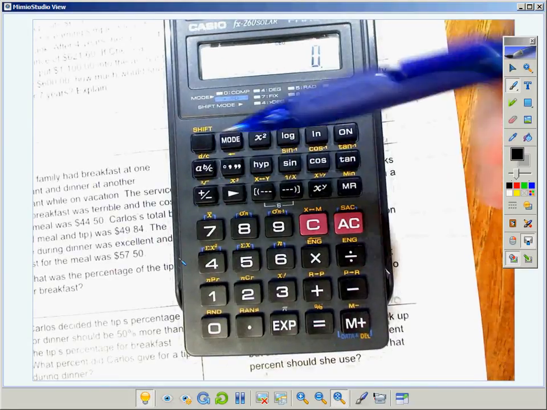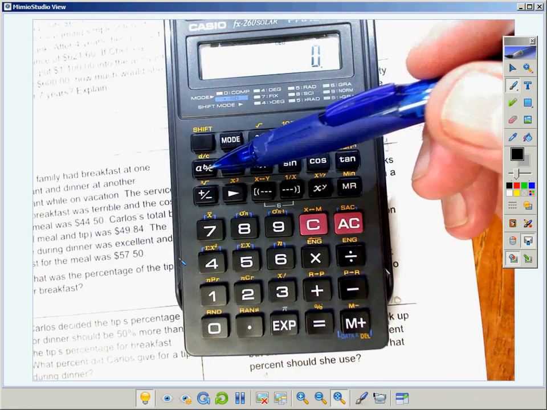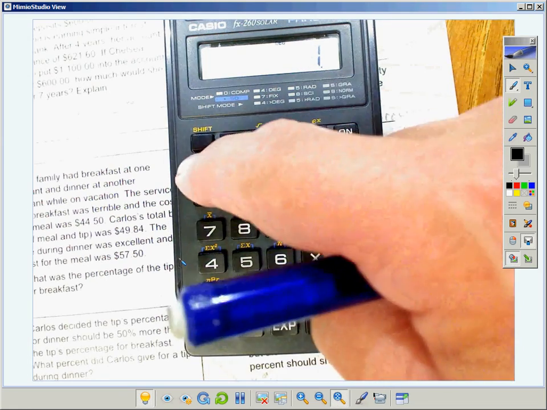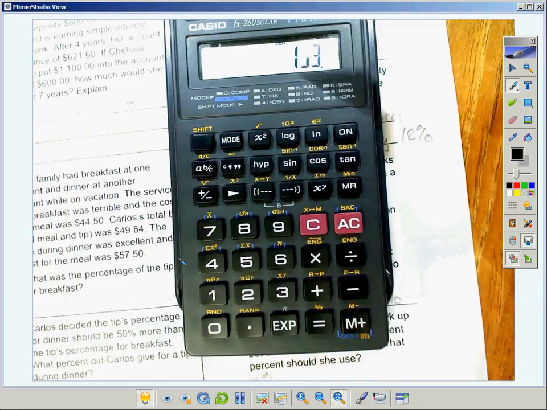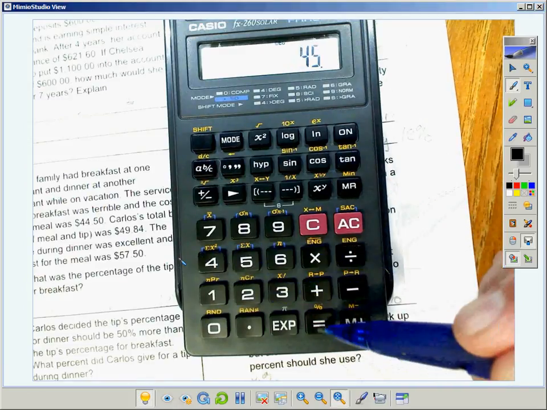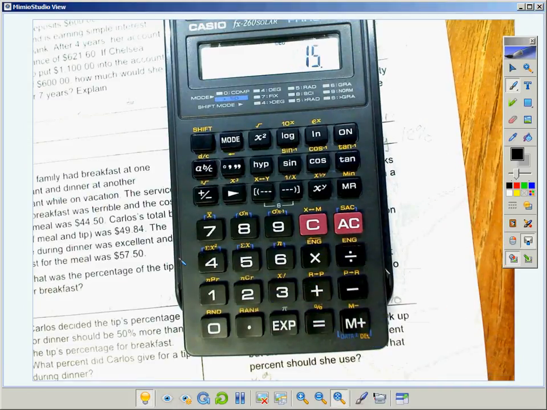Again, remember that this button with the ABC is the fraction button. So I'm going to put in 1, hit the ABC button, and 3. This is now 1/3. I'm going to hit times 45 and hit equals. And what did I get? 15.